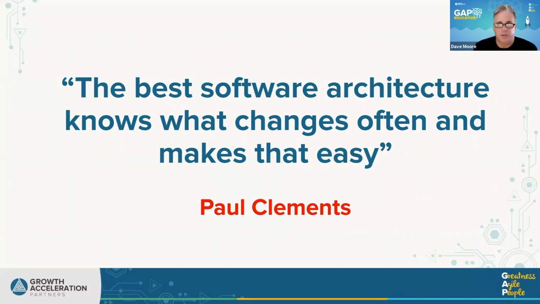I wanted to put this quote in because I like it a lot. The best software architecture knows what changes often and makes that easy. So when we design things, Paul Clements wrote a good book on software architecture, and it reminds me that the best way to design something is to focus on the things that change a lot and make them easy. And that's what we're going to take under consideration on our implementation options.